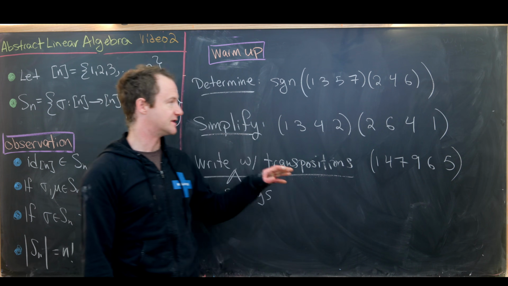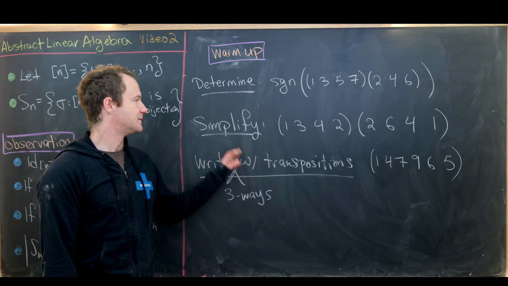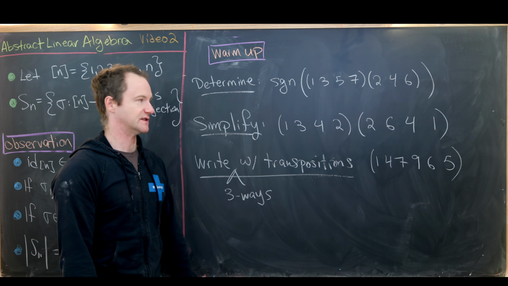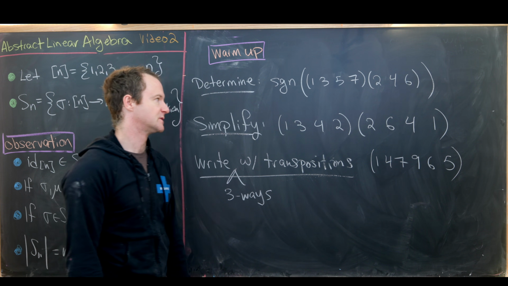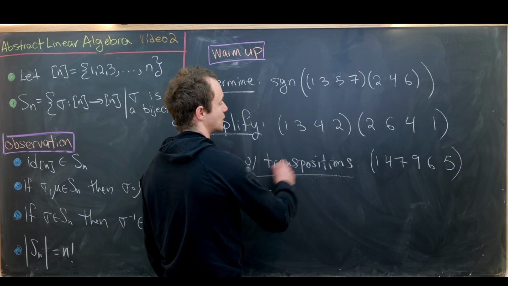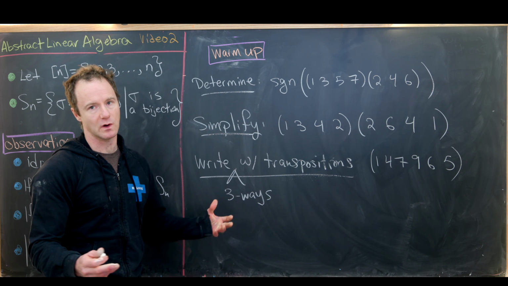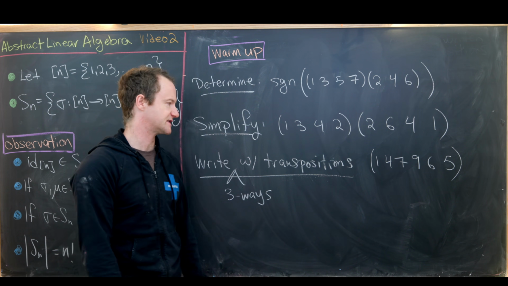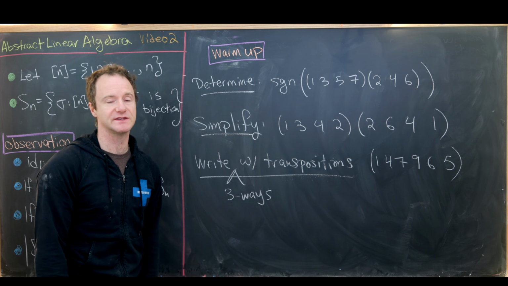So in other words, determine if this can be written as a product of an even or odd number of transpositions. The next one is to simplify the product of these two 4-cycles in this case. By simplify, I mean write it as a product of disjoint cycles. So let's notice that these two cycles are not disjoint. They all contain the numbers 1, 2, and 4. So using inspiration from a previous example where we simplified the composition of permutations using the cycle notation, you can simplify this as well. And the final warm-up problem is to write the following permutation 3 different ways with transpositions.